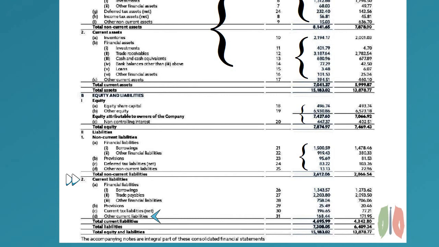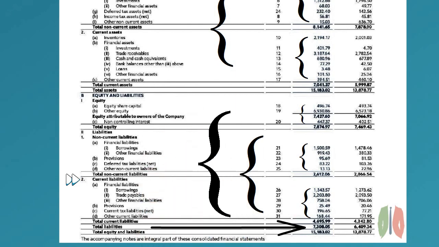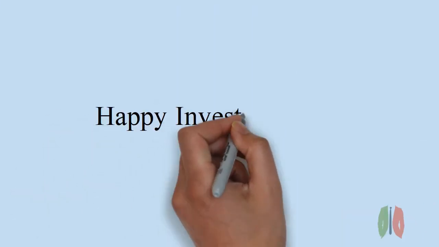These are the advances from the customers, like if they order some bulk drugs or bulk formulations, they have to pay some advance to Sequent Scientific. So all these advances will be coming under this category. So the total current liabilities are 4695.99 and the total liabilities are 7308.5, which is non-current liabilities plus current liabilities. So the combined equity and liabilities is 15,183.02.